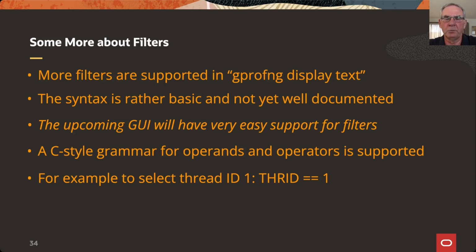If you want to do that at the command line level, you've got to be prepared to use a kind of C-style grammar. It's working with operands and operators. For example, if you want to select everything that happens in thread number 1, you say thrid, that's a built-in variable for the thread ID, equals 1.